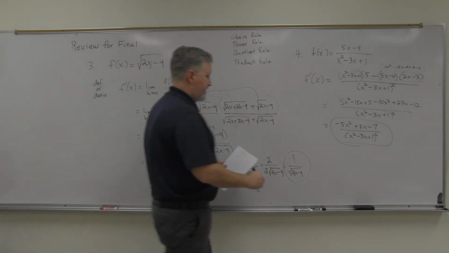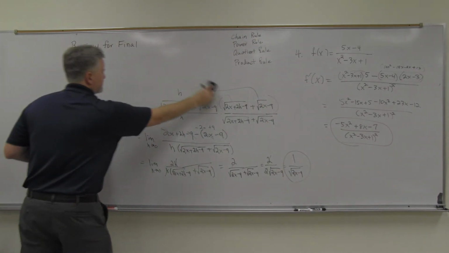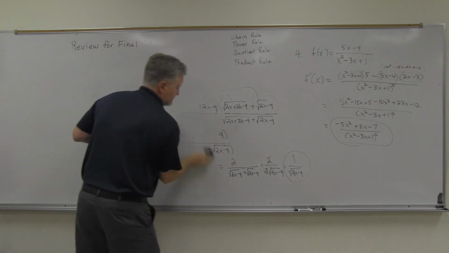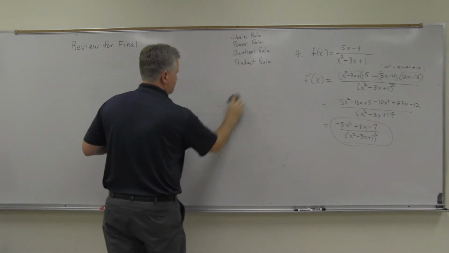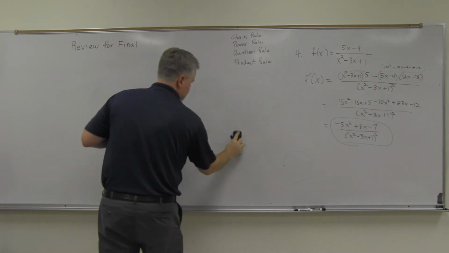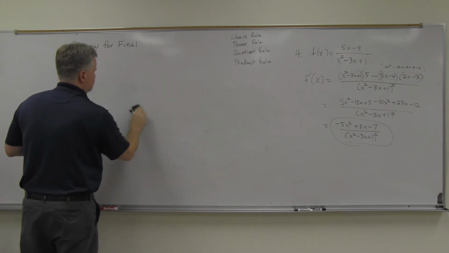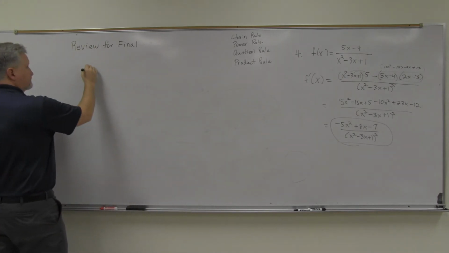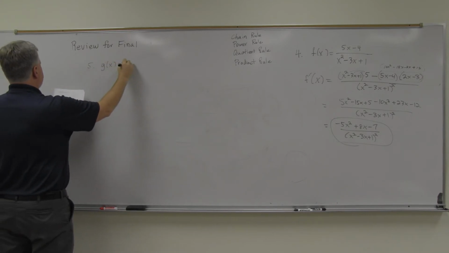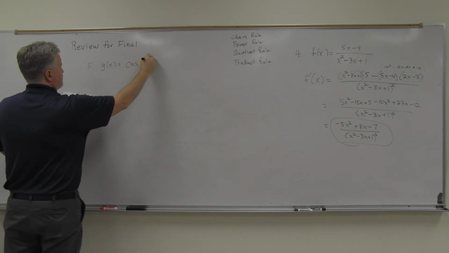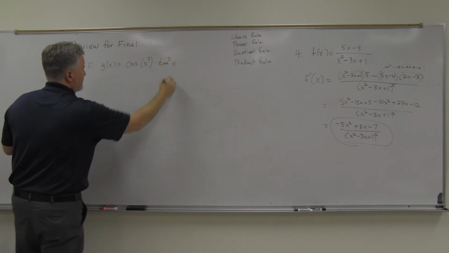All right, number 5. See what we got there. We've got g of x equals cosine x cubed times tangent cubed x.